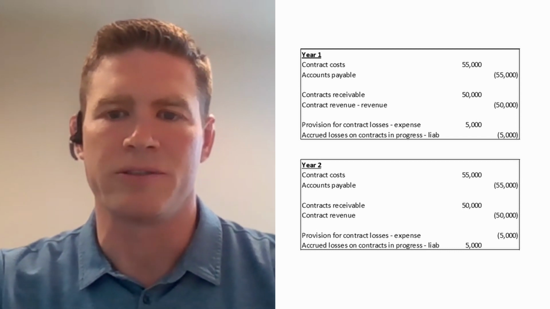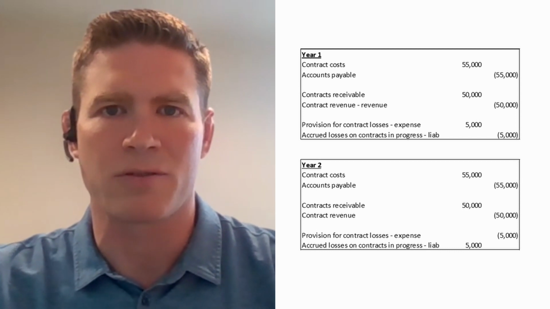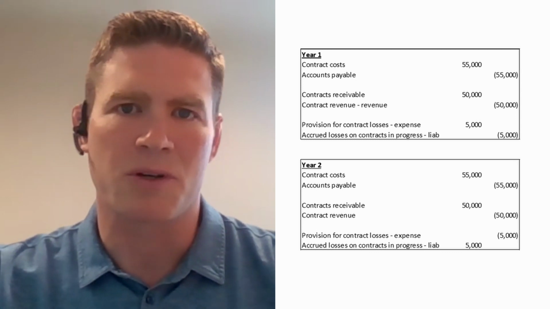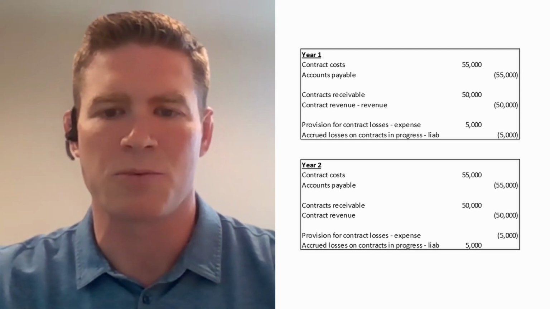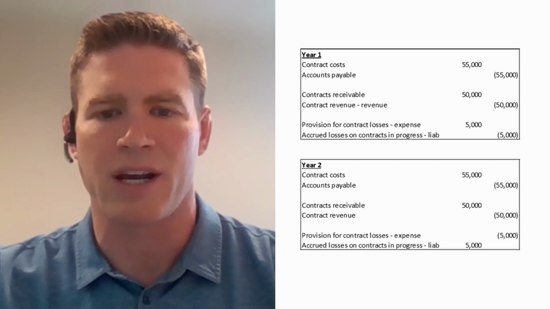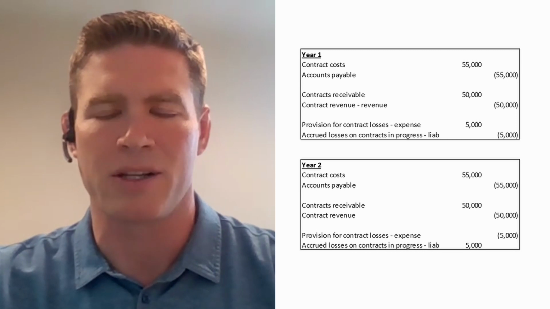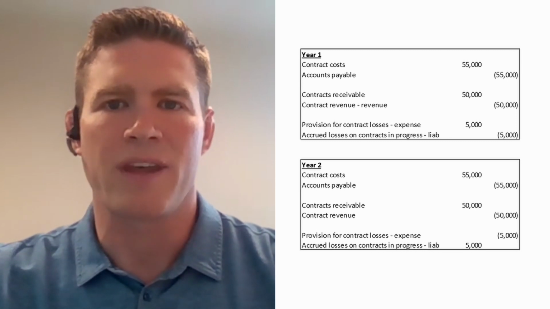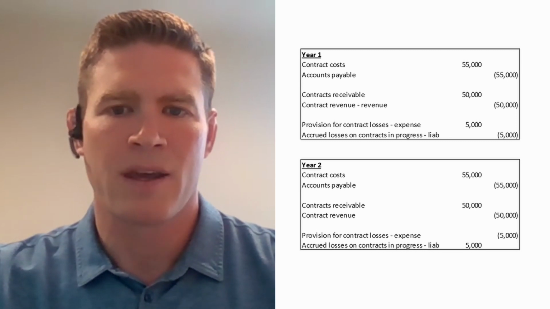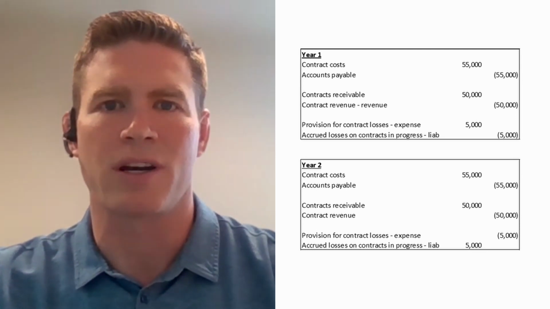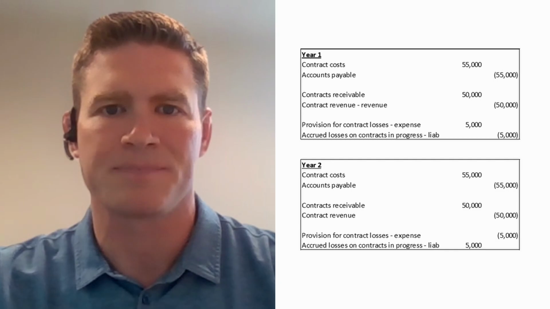Now let's get to year two. In year two, we have the same activity for revenues and costs, but now we get to take credit for the loss we recorded in the prior year. So what we'll do is credit our provision for contract loss expense account, and debit the accrual on the balance sheet to remove it. What that does is now in year two, we have a break even. And over the life of the contract, we've recorded a loss of $10,000.